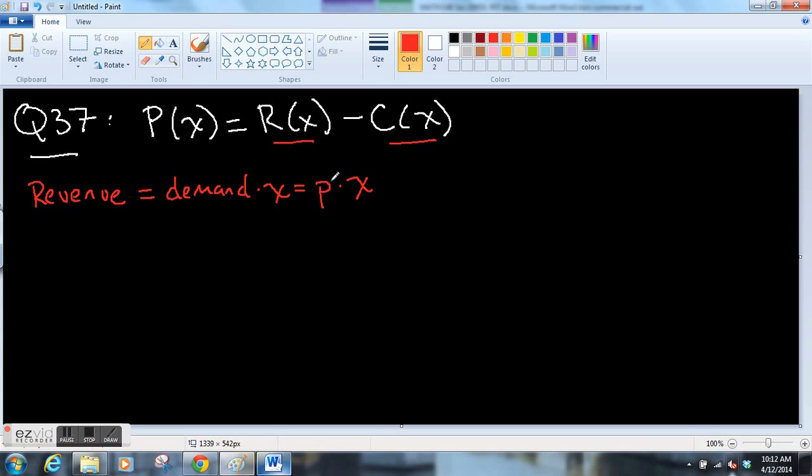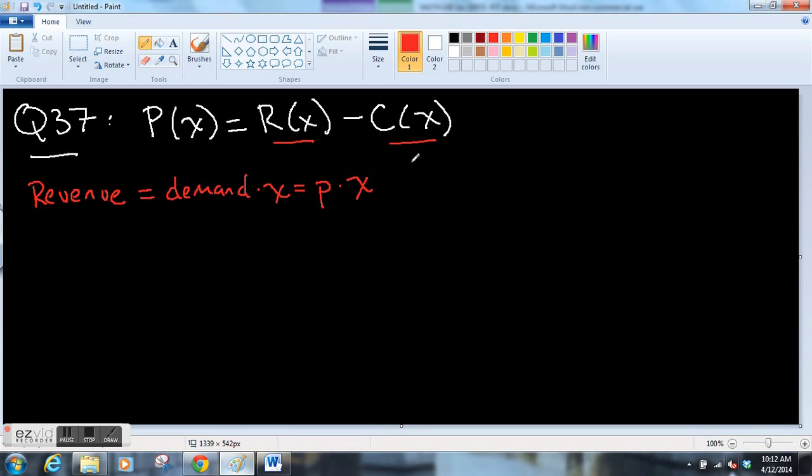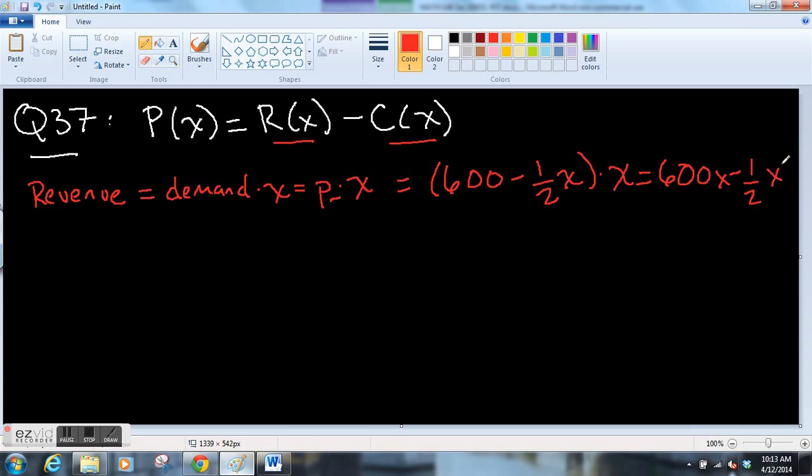So, go back to the problem. P is 600 minus 1/2 X. So our revenue function is going to be P, this part, 600 minus 1/2 X times X. Yes, you can see this. It is 600X minus 1/2 X squared.